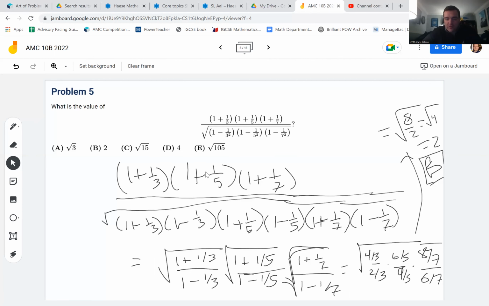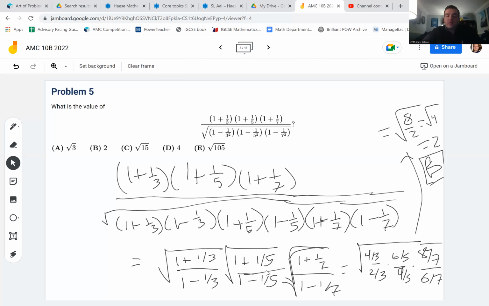Same thing will happen here. 1 plus a fifth divided by the square root of 1 plus a fifth is going to become the square root of 1 plus a fifth. And then you're still going to have the square root of 1 minus a fifth in the bottom. So you will have this. Same thing with the 1 plus 1 over 7. Divide by the square root of 1 plus 1 over 7. You're left with the square root of 1 plus 1 over 7 over the square root of 1 minus 1 over 7.